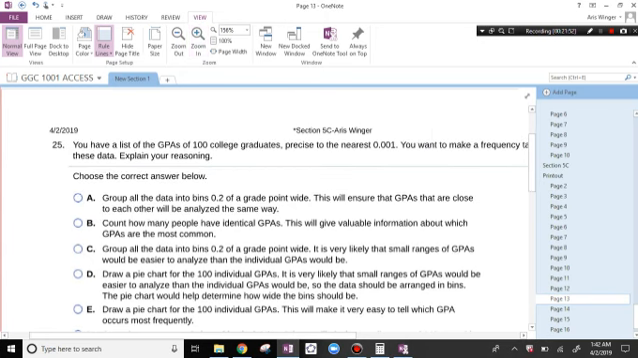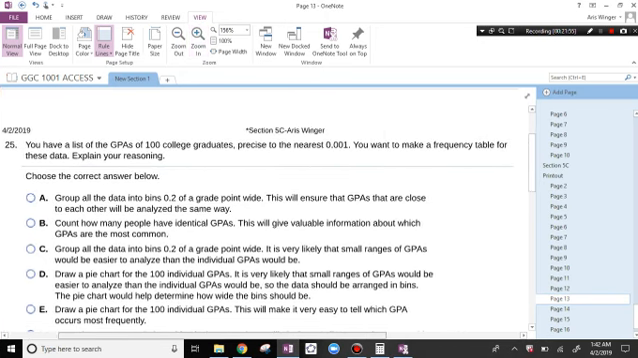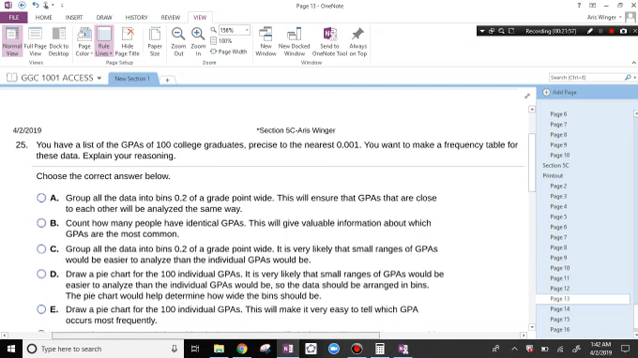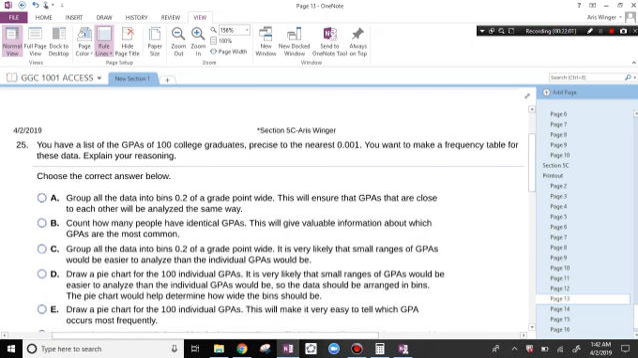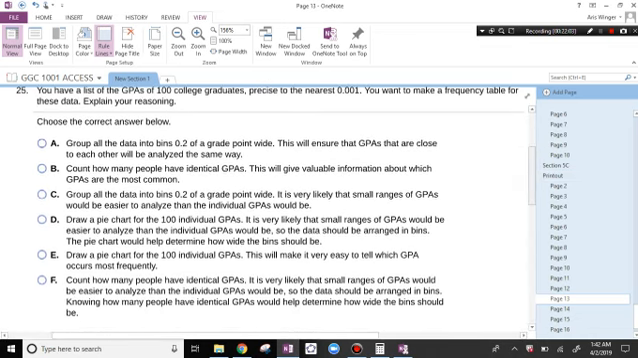You have a list of GPAs of 100 college students, precise to the nearest 0.001. You want to make a frequency table for these data. Explain your reasoning. So we'll bin them correctly, right? We'll group all the data into bins of 0.2 of a grade point. It's very likely that small ranges of GPAs will be easier to analyze than the individual GPAs would be.